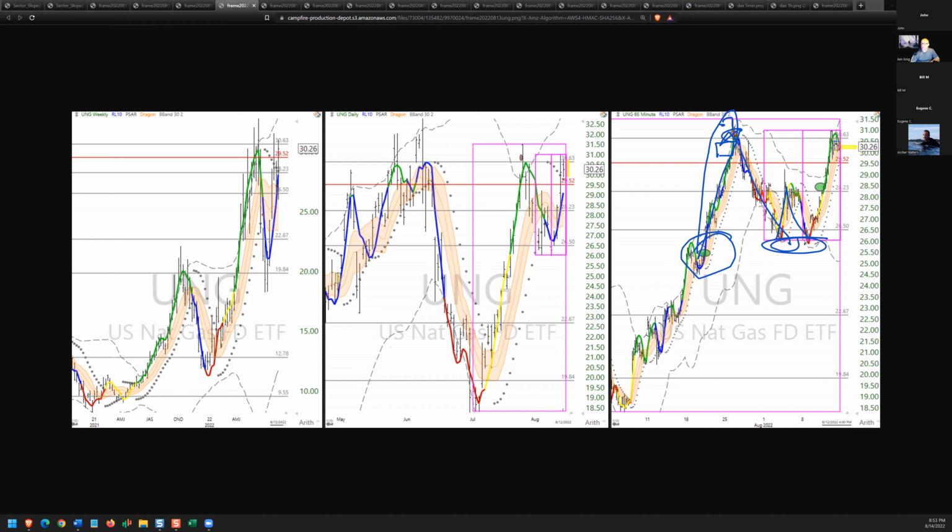Saw the double bottom, gets a Kata 2 and an emerging dragon. Good to go. He's got it locked in right here, ready to add another position if it breaks above there. That's good. Looks good. Crushing it.